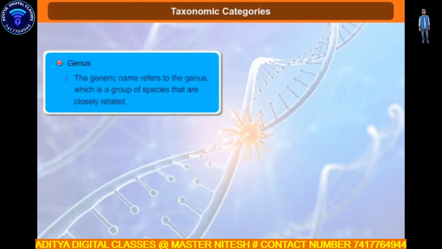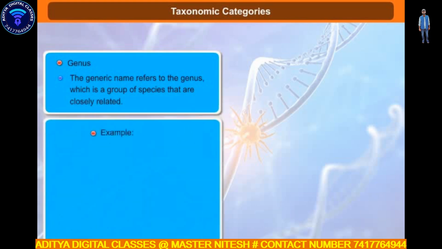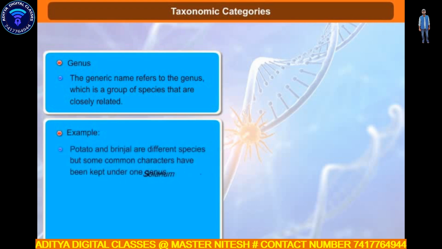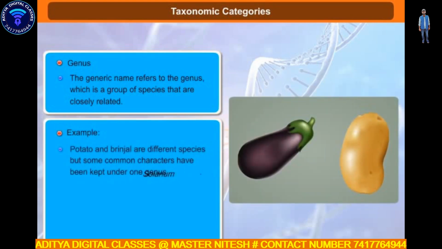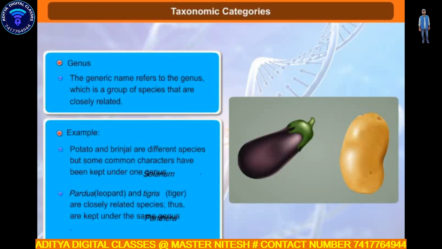Genus. The generic name refers to the genus, which is a group of species that are closely related. Example: potato and brinjal are different species, but some common characters have been kept under one genus, Solanum. Pardus, leopard, and Tigris, tiger, are closely related species, thus are kept under the same genus, Panthera.